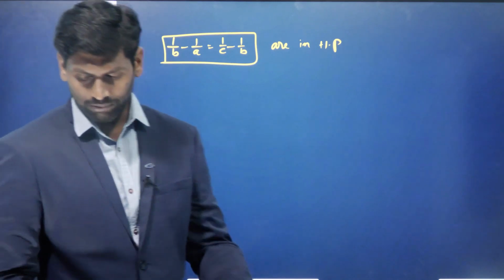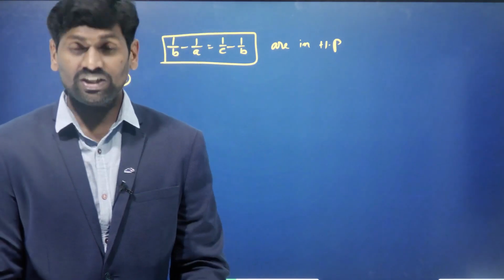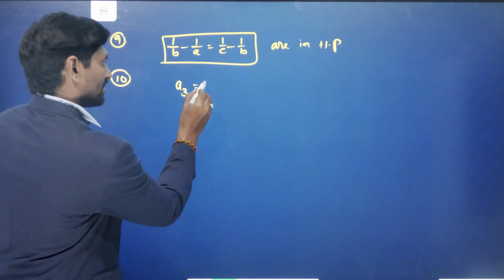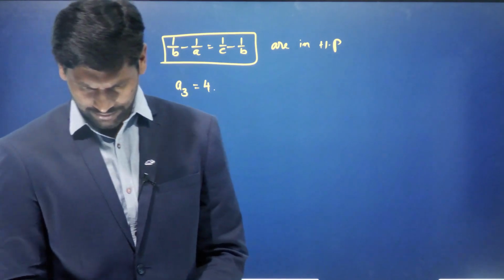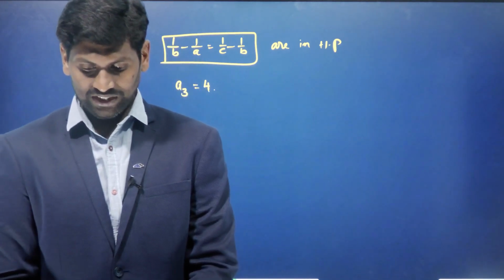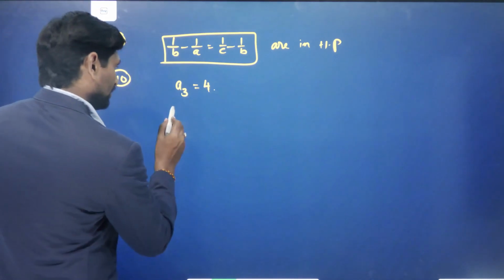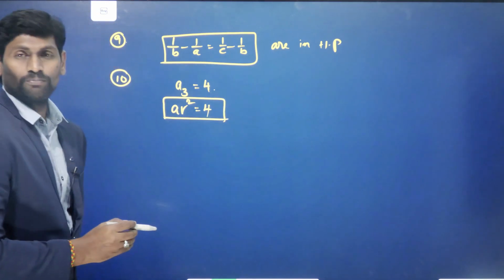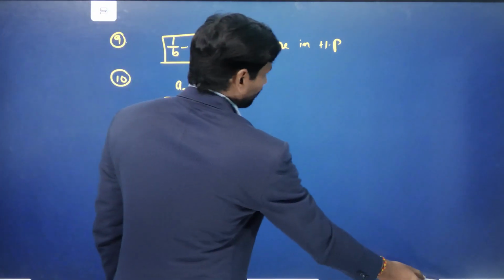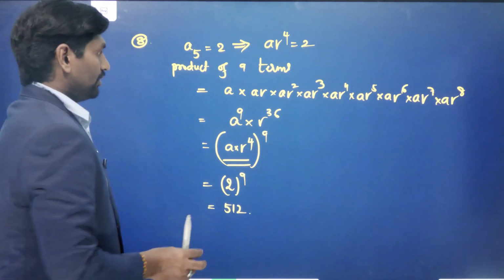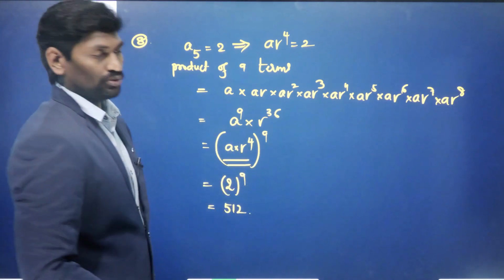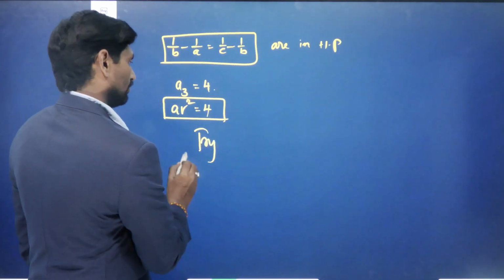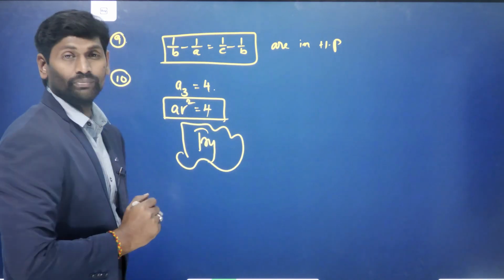Let us try to check problem number 10. If the third term of a GP, A3, is given as 4, we should find the product of the first 5 terms. A3 means nothing but A into R power 2, and A into R power 2 is 4. For the product of the first 5 terms, like the previous problem we have discussed, you can do this the same way and try to find the solution. You try this problem based on problem number 8.